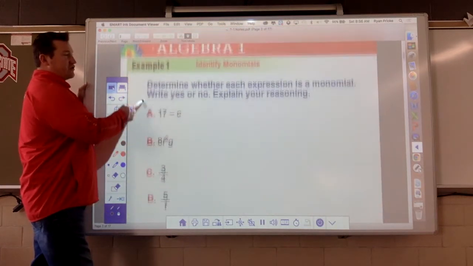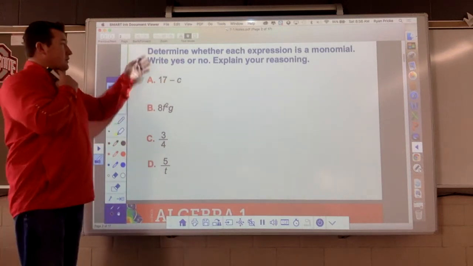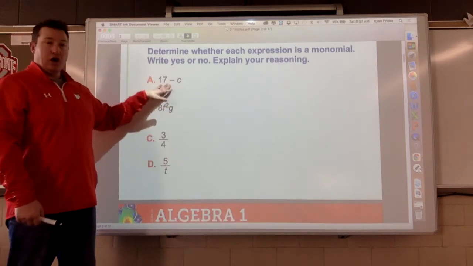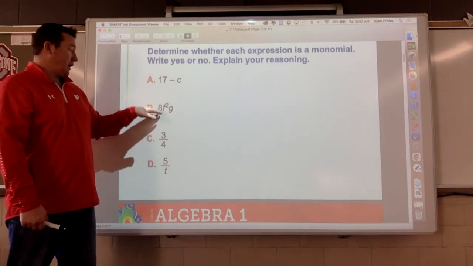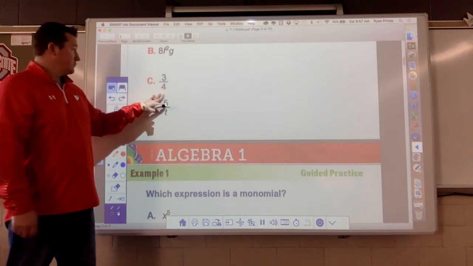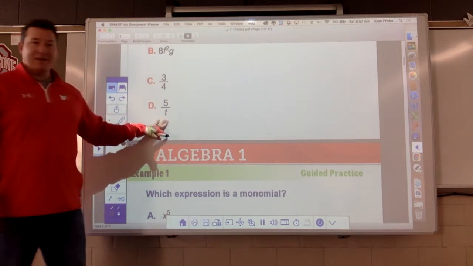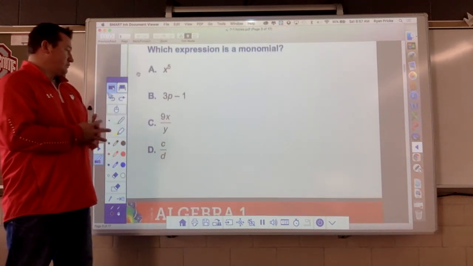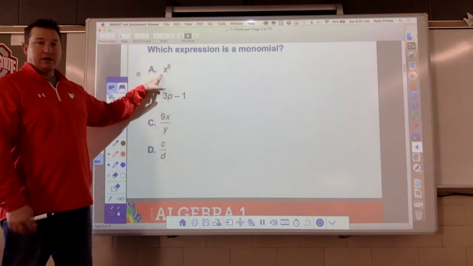And one of the things we'll have to do is just identify particular expressions, and is it a monomial, is it not? So determine whether each one of these expressions is a monomial. So I see subtraction here, absolutely not, no, you are not a monomial. 8f squared g, of course you are, right? That is the product of a variable and a constant. 3/4, that would be a constant. So we could say it's a monomial, okay? 5 divided by t, no. No, you are not. Which expression is a monomial? Okay? Division, boom, you can't be it. Subtraction, nope. Clearly got to be this one.